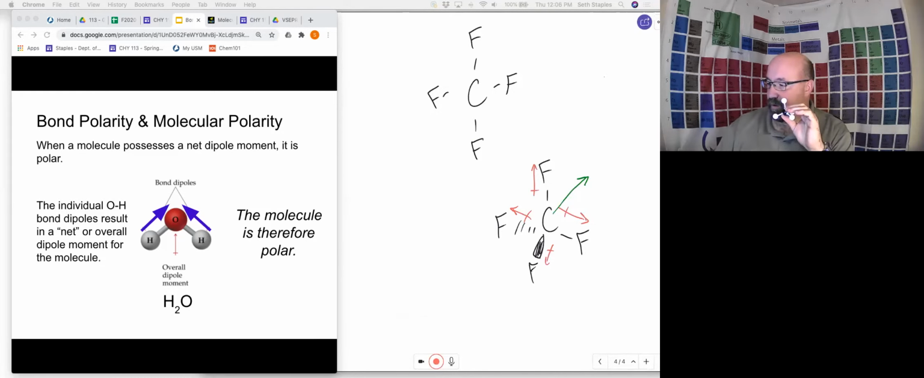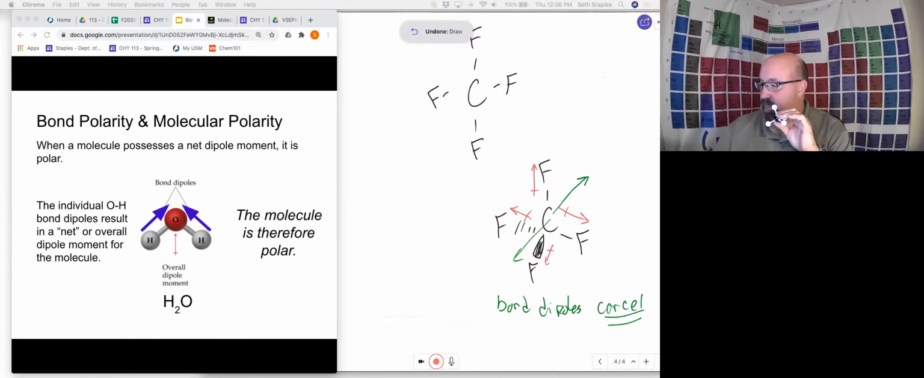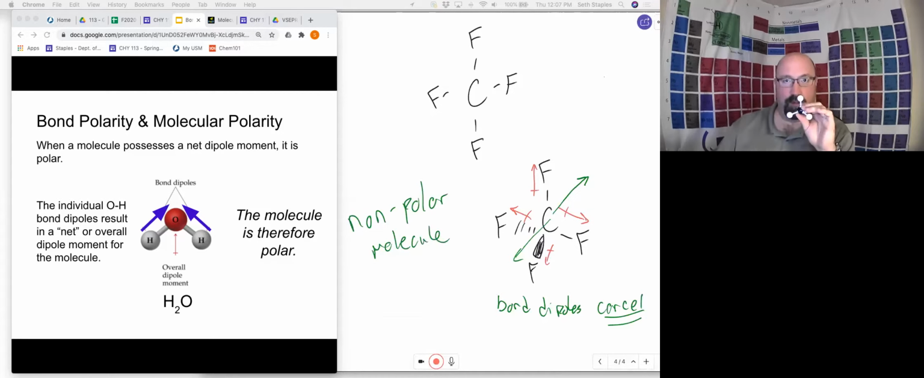And so these two are going to pull this way. And so we start to quickly see that all of the bond dipoles here cancel each other out. So the bond dipoles cancel. And so this overall is a nonpolar molecule. The bond dipoles are canceling each other out.